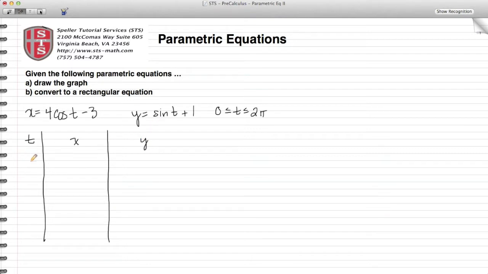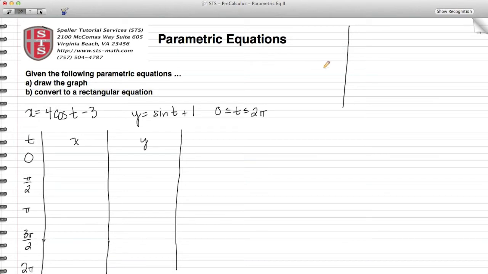We're going to pick values of t that we can resolve by hand when substituting into these trig functions. So we're going to use 0, pi over 2, pi, 3 pi over 2, and complete the revolution around the circle ending at 2 pi. To help us and to also jog your memory, we're going to use the unit circle to come to these answers by hand.